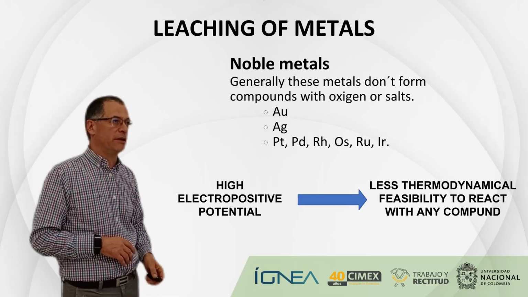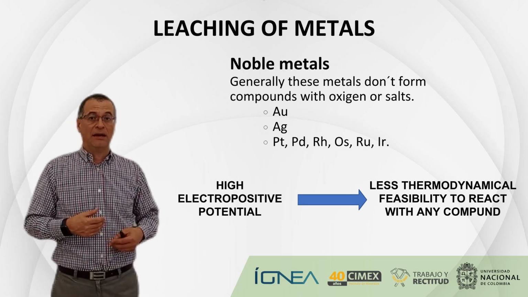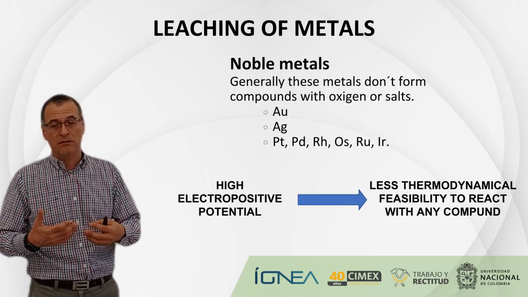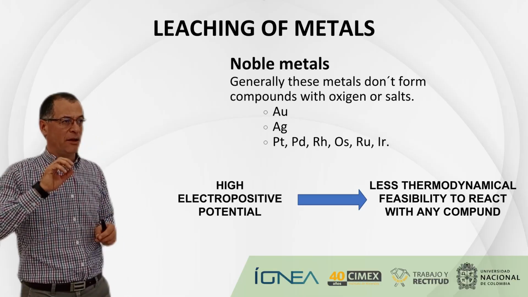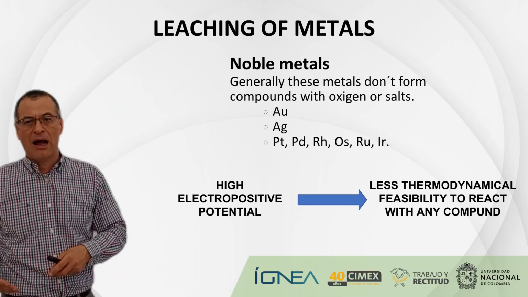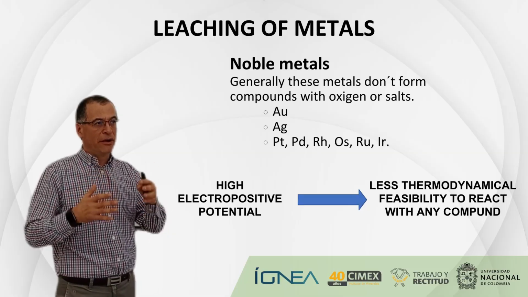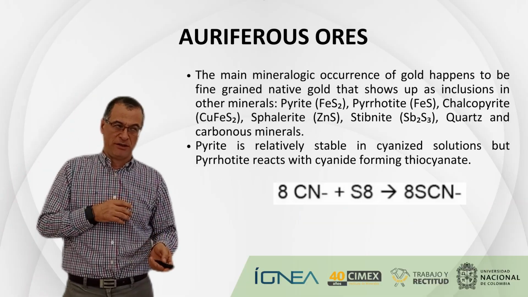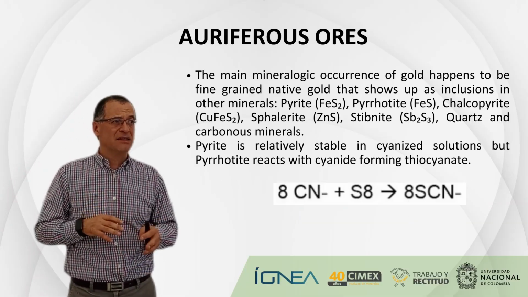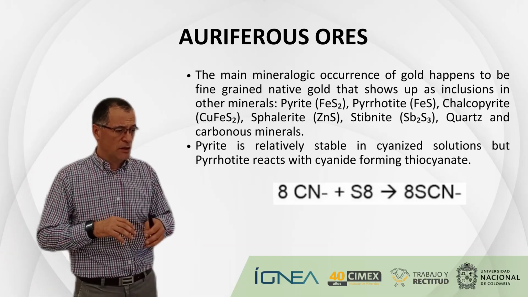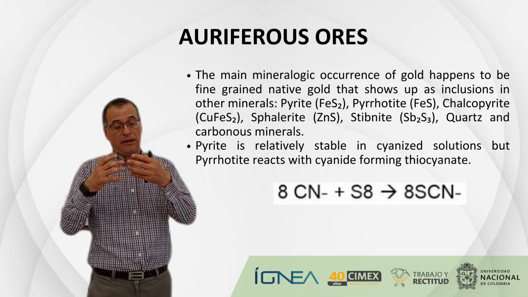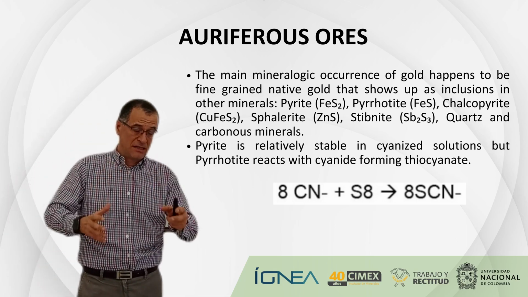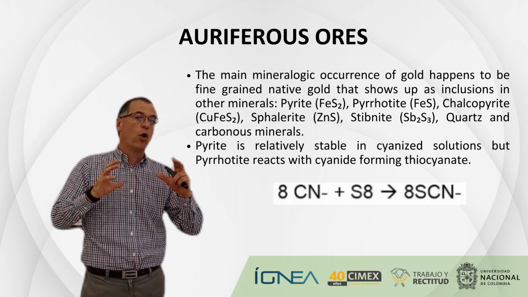Here I present some ideas, some methods. Gold, silver, and the platinum group are noble metals because they don't combine with oxygen. And the main characteristic of gold, as we presented in the last class, is that gold is present naturally in different kinds of ores.